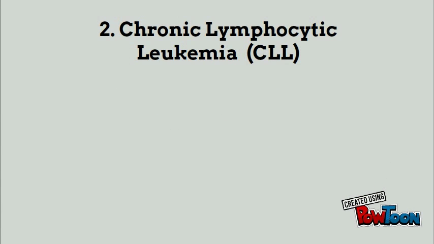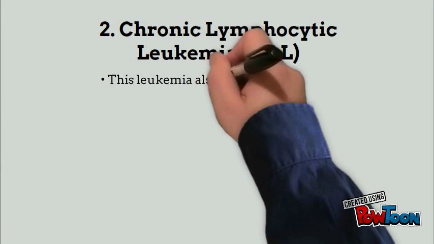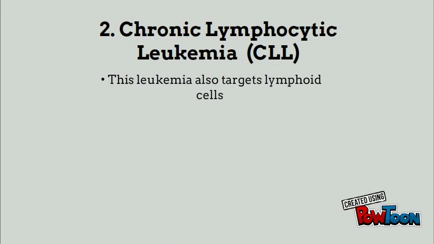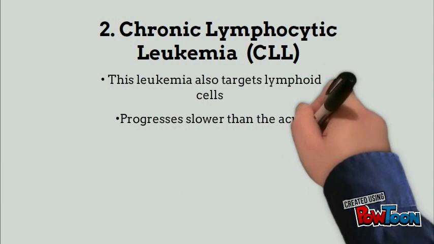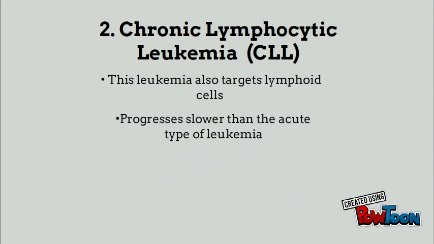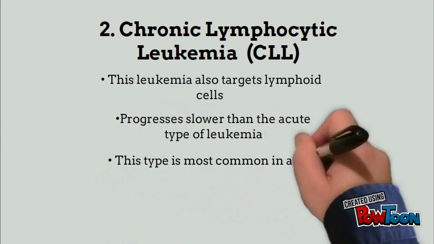The second type is chronic lymphocytic leukemia, or CLL. This leukemia also targets lymphoid cells, but progresses slower than the acute type. This type is most common in adults and almost never found in children.